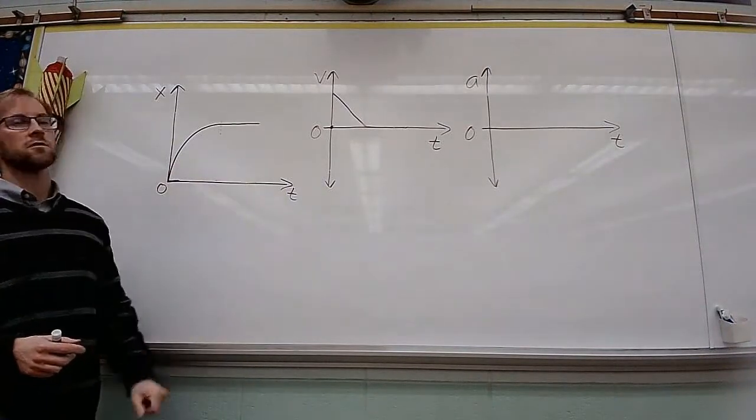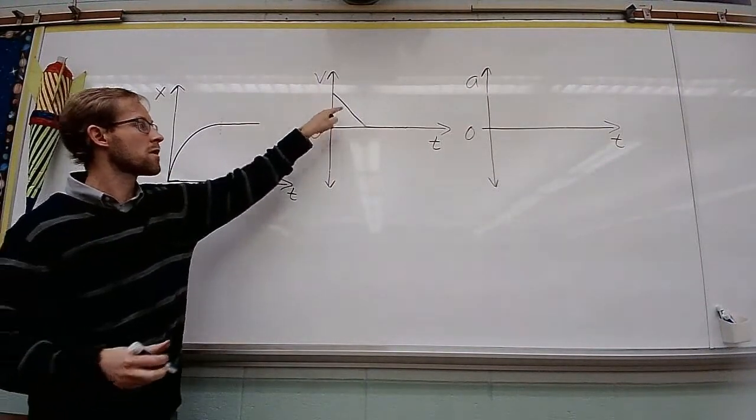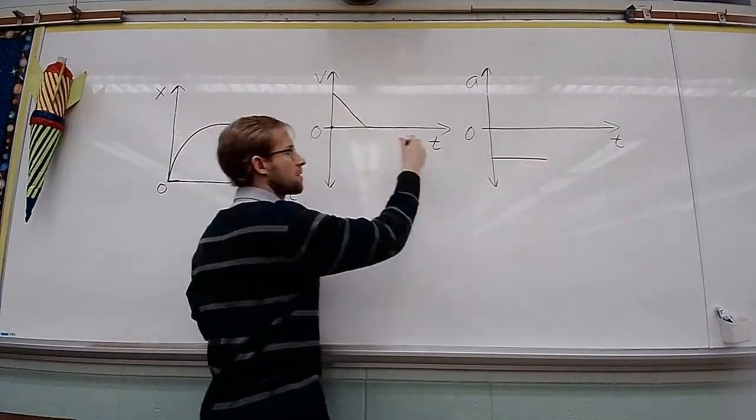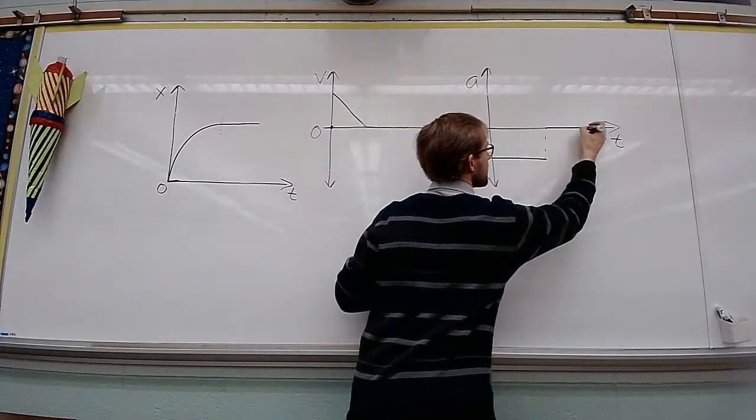Of course, for the acceleration time graph, we've got a negative slope, so that's a negative acceleration. We've got a slope of 0, so that's an acceleration of 0.